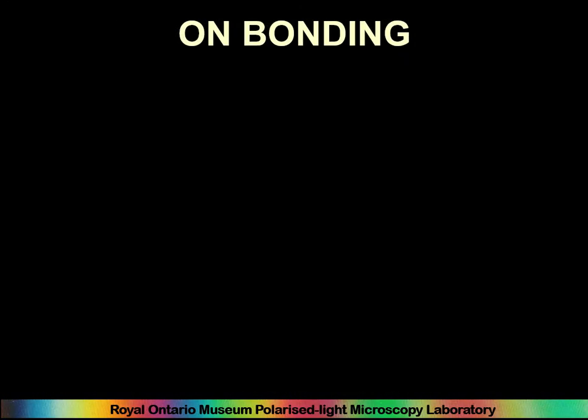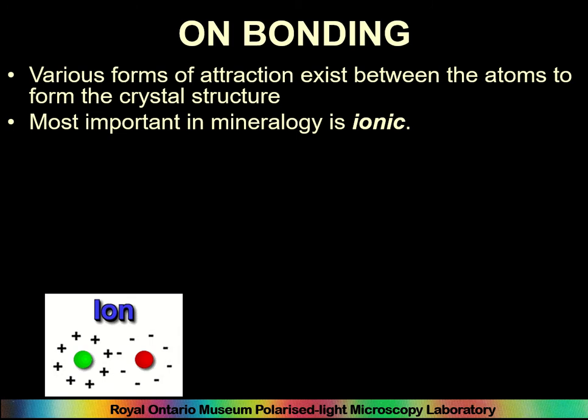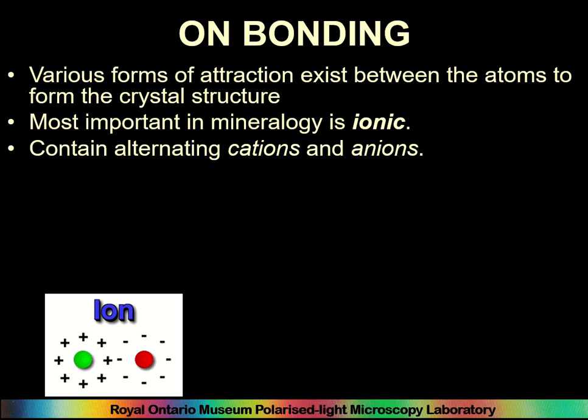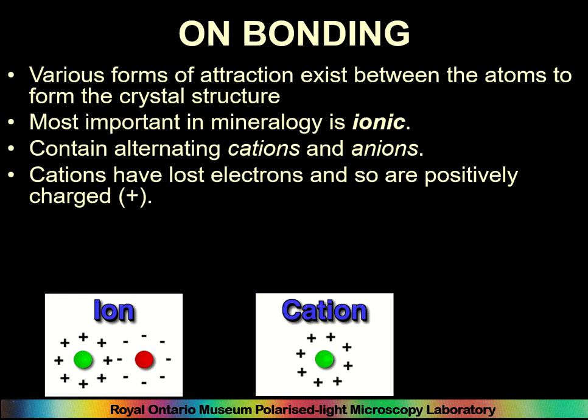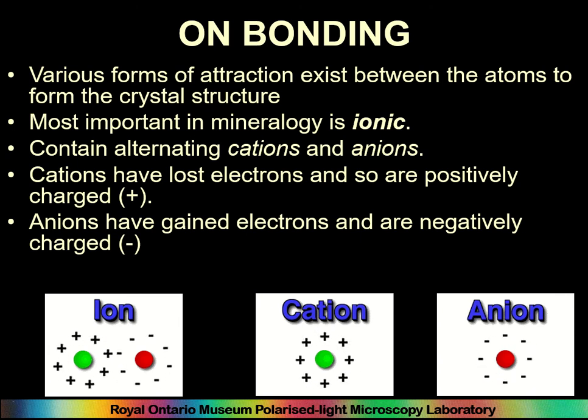So, bonding. Various forms of attraction exist between the atoms to form the crystal structure. The most important in mineralogy is ionic bonding, in which you have an ion containing alternating cations and anions. Cations have lost electrons and so are positively charged. Anions have gained electrons and are negatively charged.